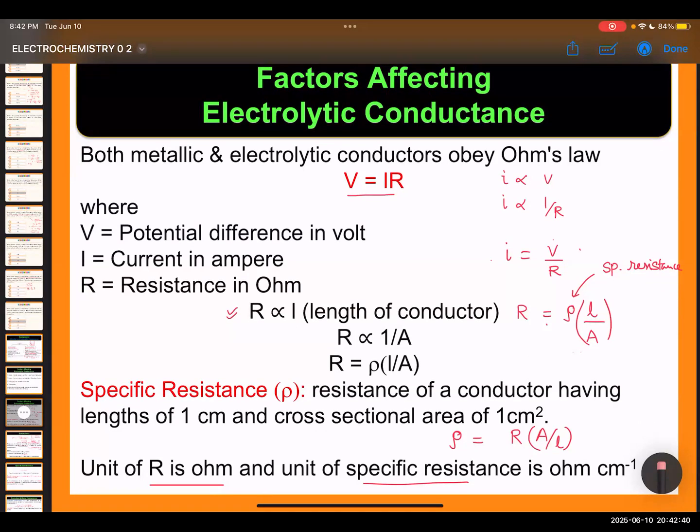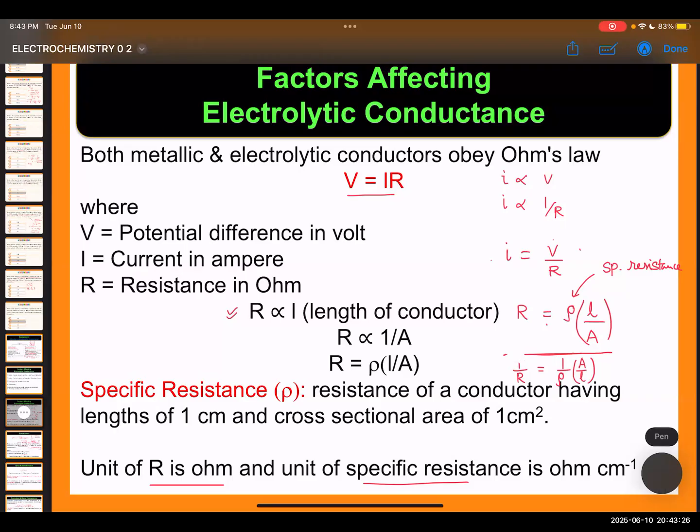If you do the reciprocal of this whole formula, this becomes 1 upon R. This becomes 1 upon rho. Is it clear? And it becomes A by L. I just took the reciprocal of the whole equation: 1 upon R equals A by rho into L.